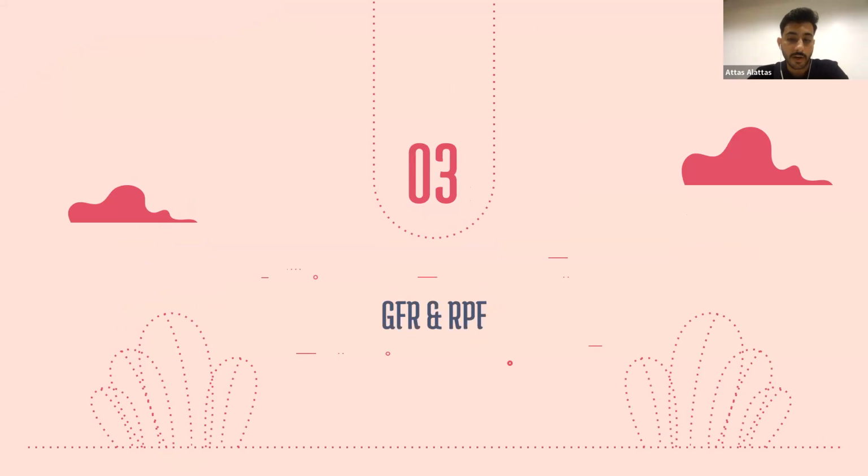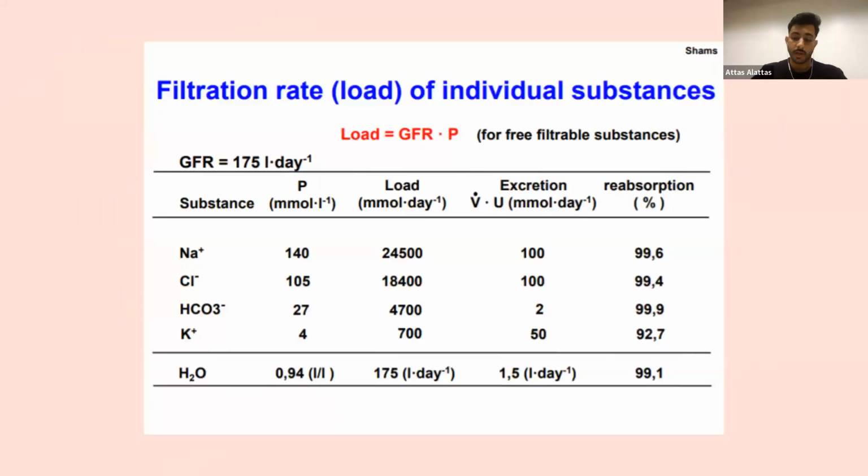Now let's move on to the GFR and renal plasma flow. The filtration rate or the load. This is for individual substances. For you to know how much of a substance is filtered in the kidney, you multiply by the GFR. GFR is usually constant. It's not going to be tested, but just for you to understand if you want. GFR is always constant. It ranges between 175 to 180 liters per day.